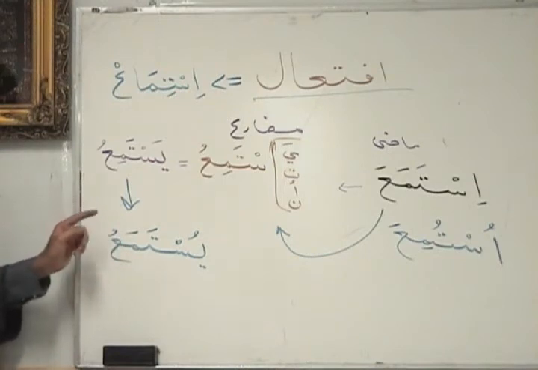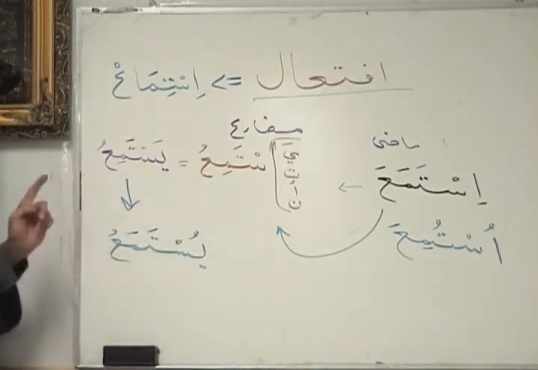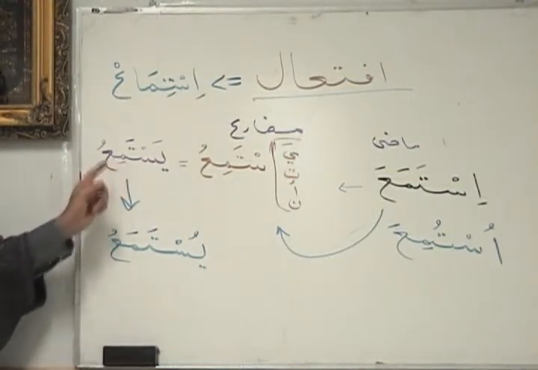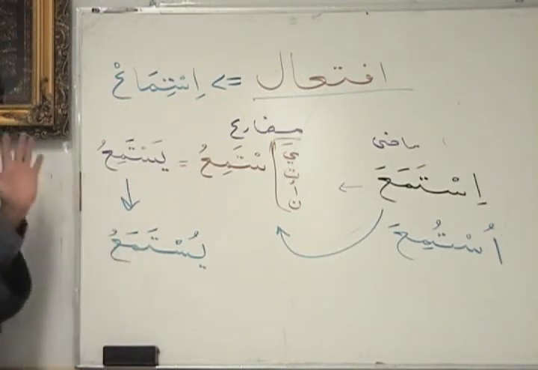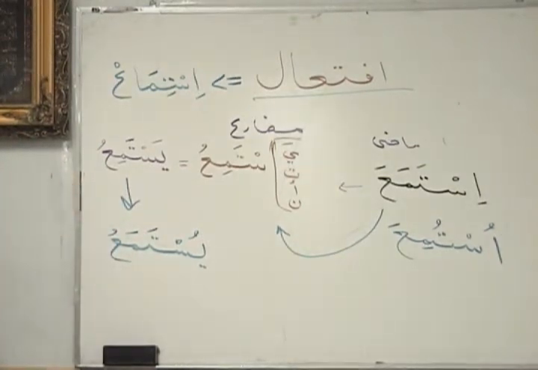That's all. Two changes. Dhamma here, the very first one. The one before last, a fatha. That's all, in all thulathi fi'al. So from yastami'u you get yustama'. So if you remember these two, then you can also make ism fa'il and ism maf'ul.